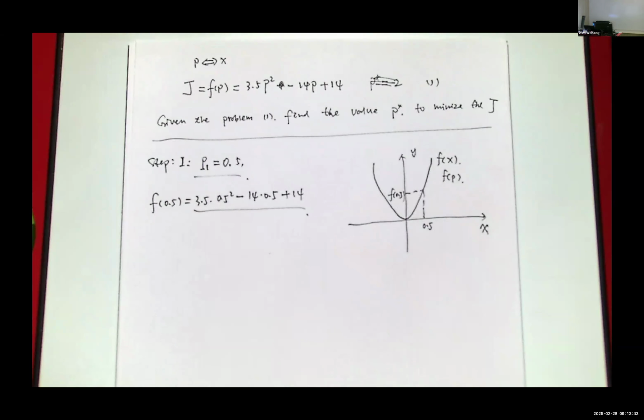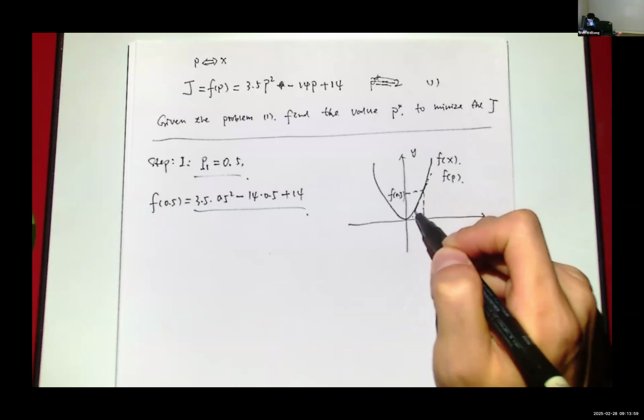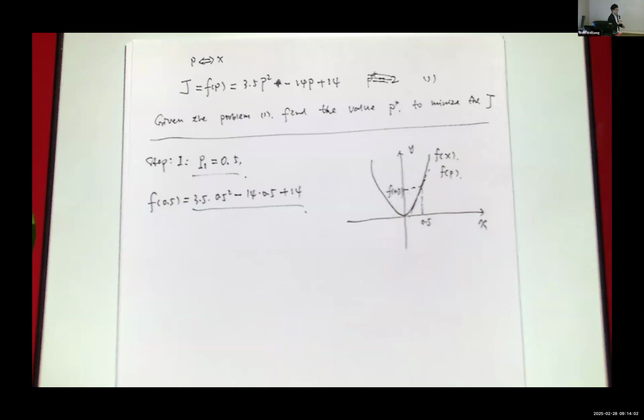At the beginning, I'm not sure if this is the minimum value or not. But for any quadratic function, I can calculate the tangent line. For example, in your math courses you should have done the Taylor expansion. The quadratic function is a nonlinear function, so if you do the Taylor expansion, locally it's going to be a linear function.